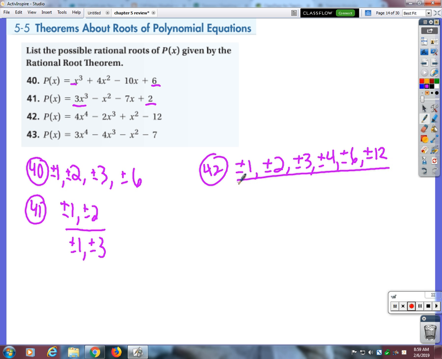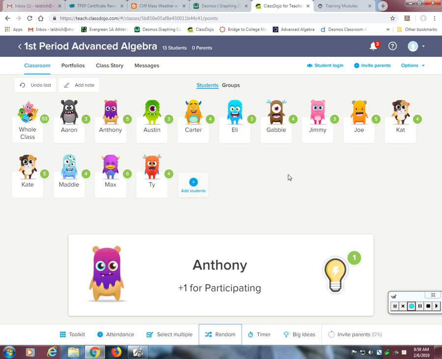Okay, good. So those are the factors of 12. What are the factors of 4? Okay. So again, you don't have to figure out which ones of those actually work. You just have to list them. Okay. All right. So last one of those.